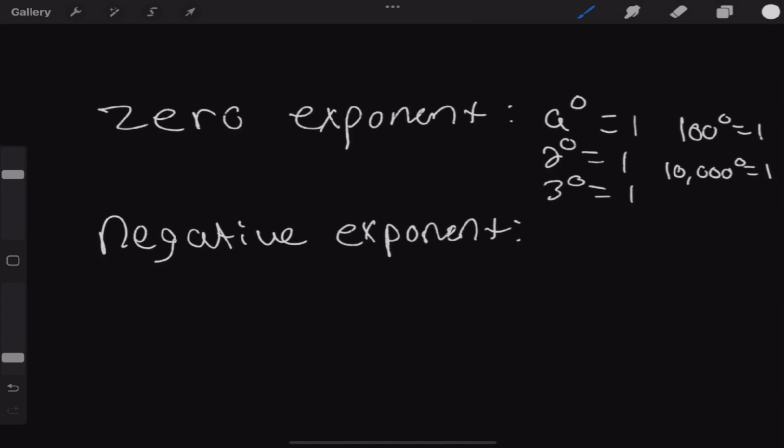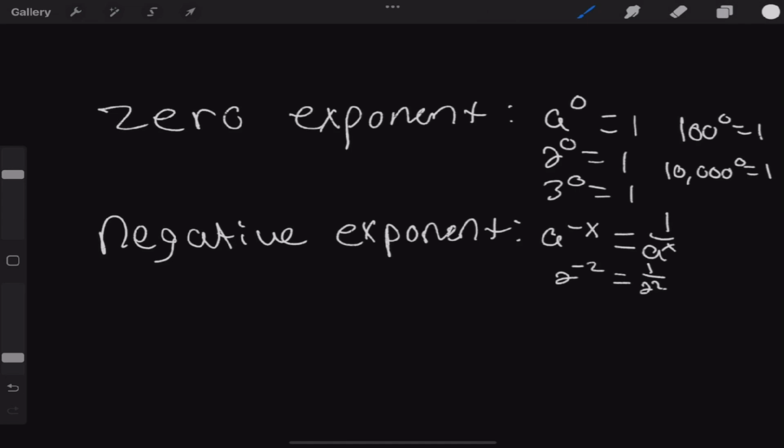And for the negative exponent, all this is saying is if you have a number to a negative exponent, you're going to flip it and make it a fraction. So 1 over a to the x. That's all it's saying. So if you have, let's say, 2 to the negative second power, you would flip it and turn it into 2 to the second.